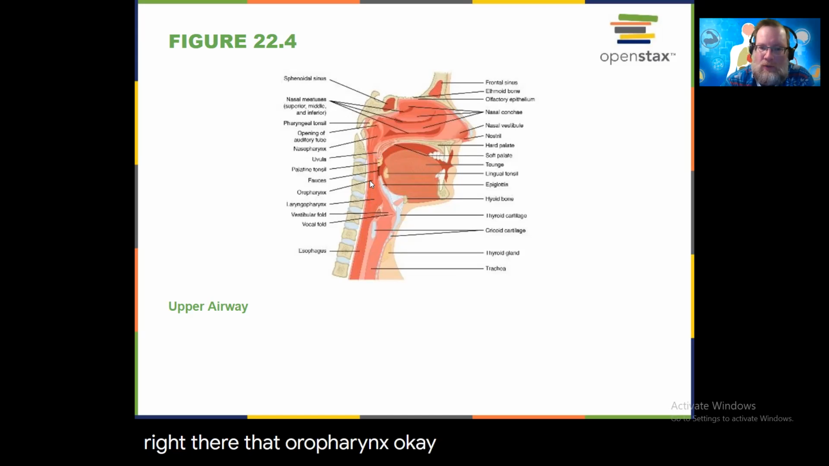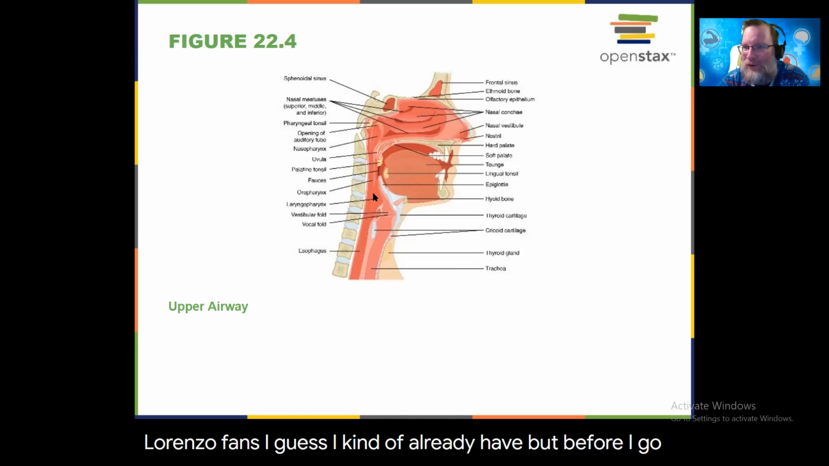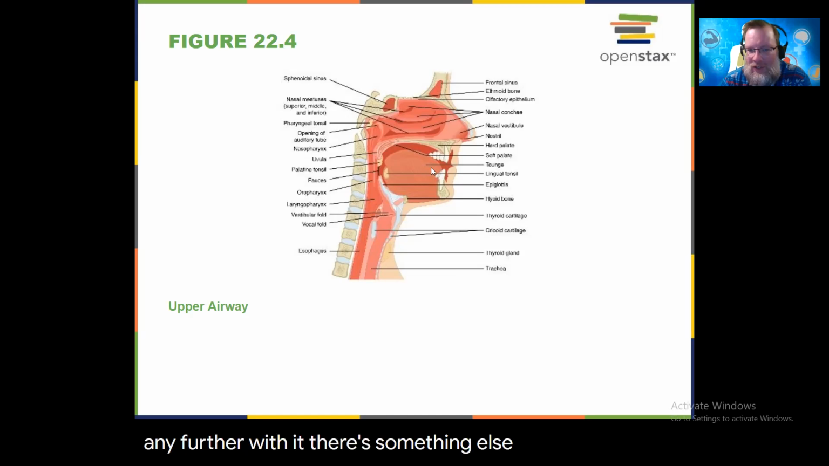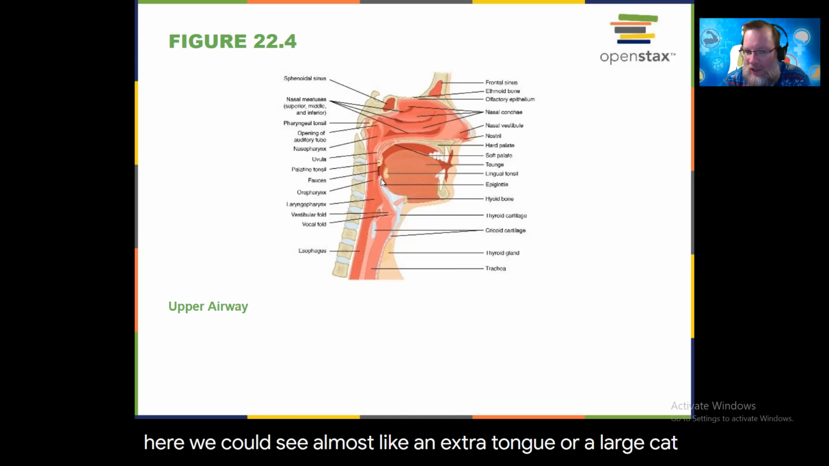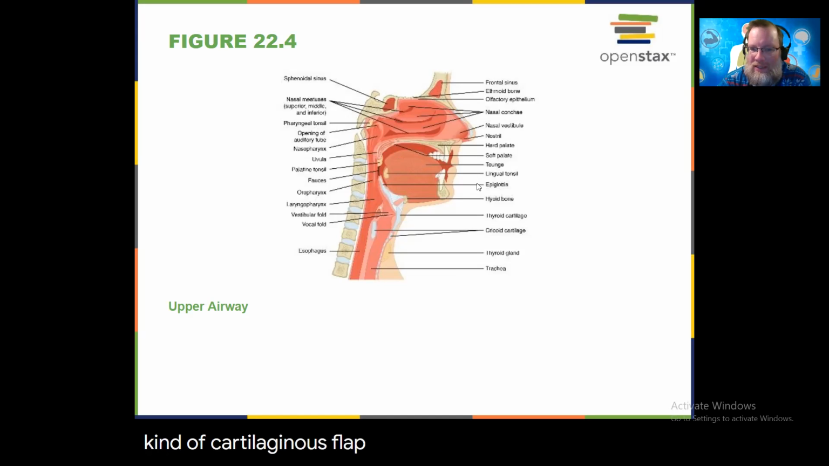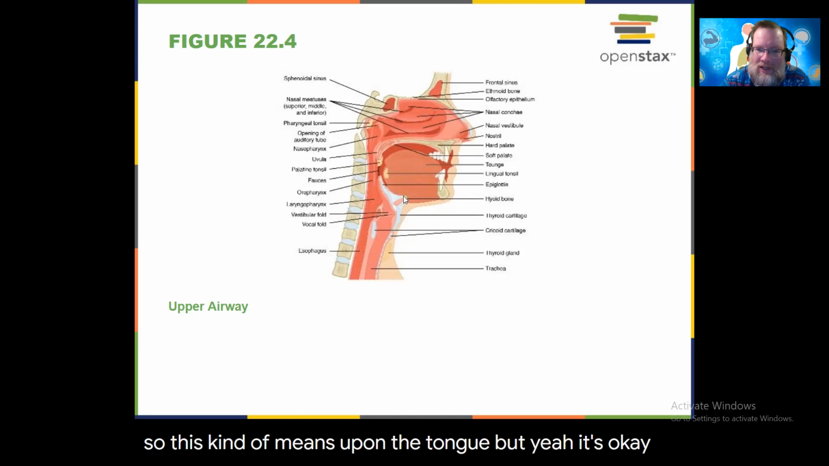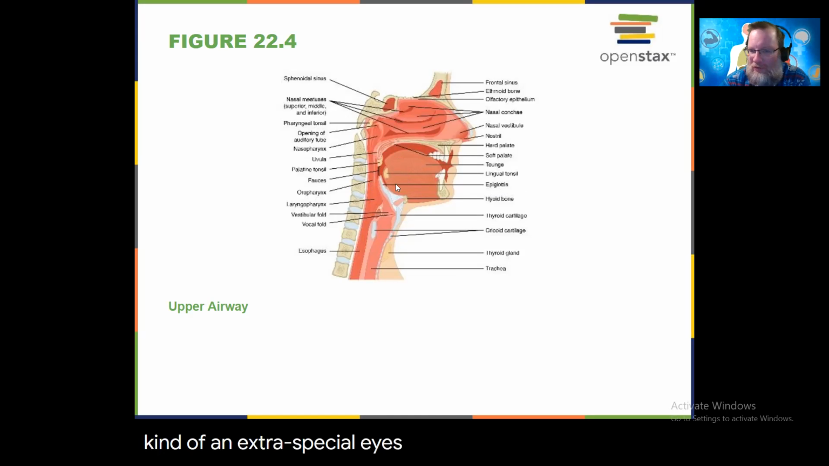Okay. So before we get into the laryngopharynx, I guess I kind of already have, but before I go any further with it, there's something else I need you to notice too. We have the tongue, of course, and then right here, we could see almost like an extra tongue or a large kind of cartilaginous flap. This is called the epiglottis. Glotto or glosso means tongue. So this kind of means upon the tongue. But yeah, it's like a kind of an extra specialized flap.